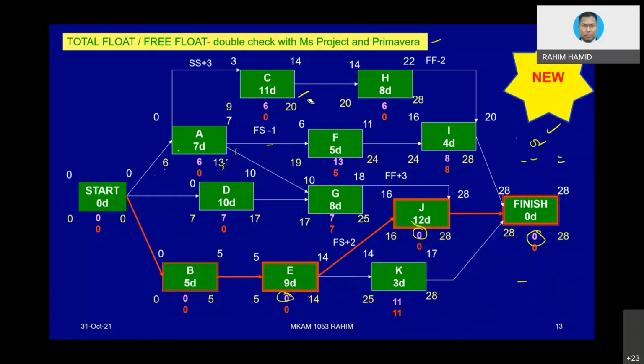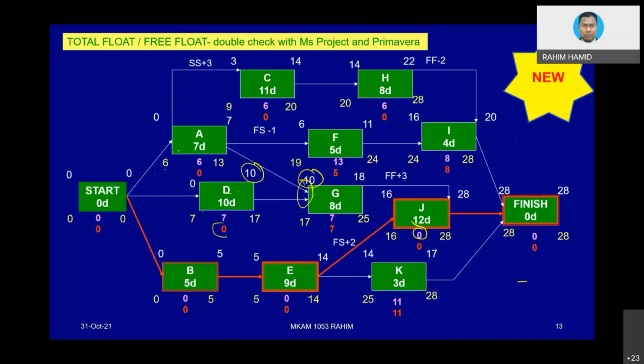Now free float gets a bit complicated because of what we call the relationship. Okay, now which one is our focus? Maybe we focus on this first. Simple one: between D and G, the early start of G is basically 10. The early finish of D is basically 10. So D doesn't have any free float, 0.